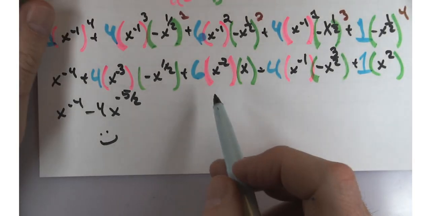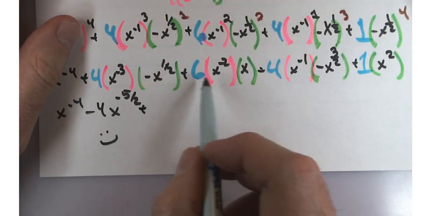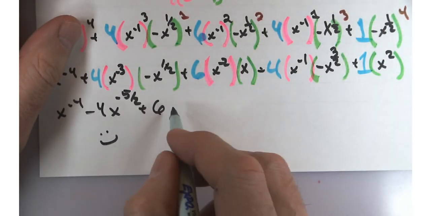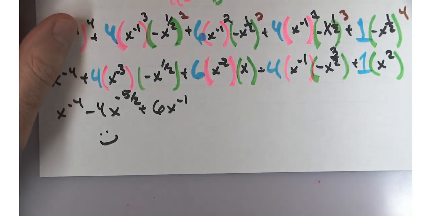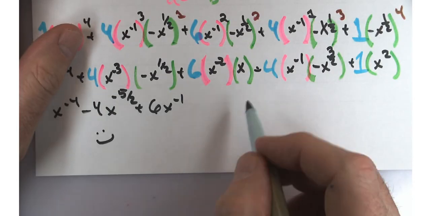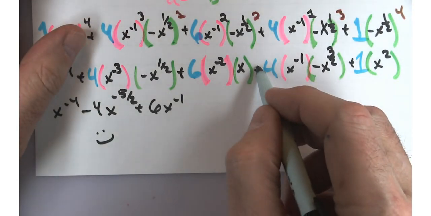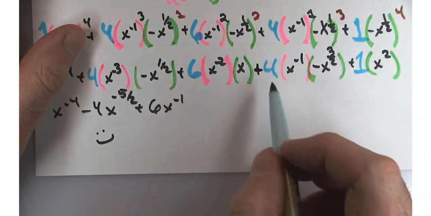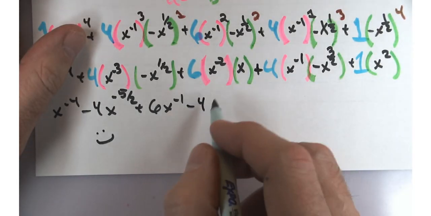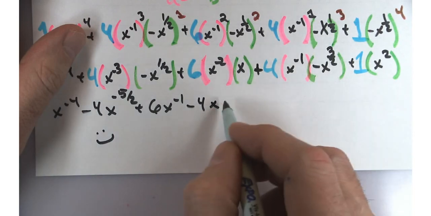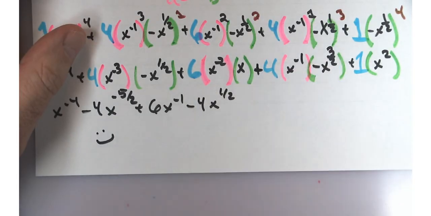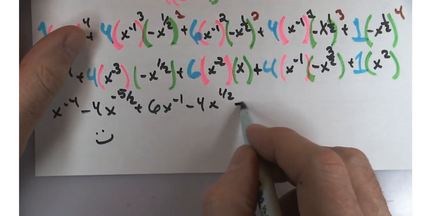How about this next one over here? 6x to the minus 1. Nice. Negative 2 plus 1 would be x to the minus first. Looking good there. The sign on the next one is going to be a positive times a negative, so I'll end up with a negative 4x to what power? 1 half. Negative 1 plus 1 1/2 or 3 halves. And finally plus x squared.